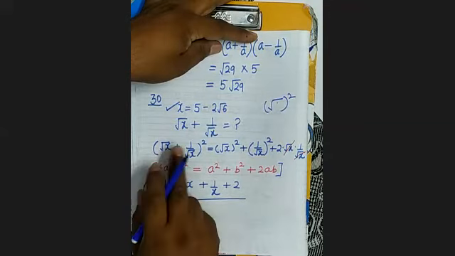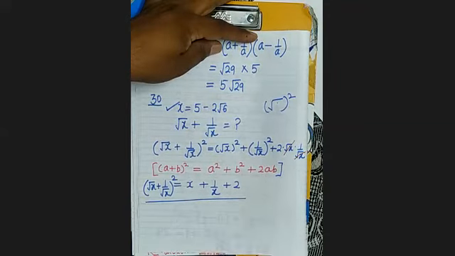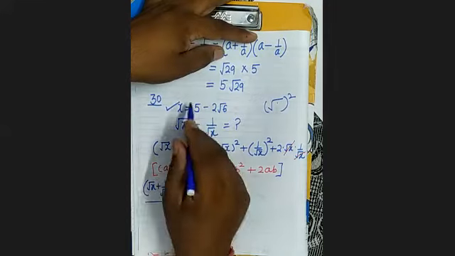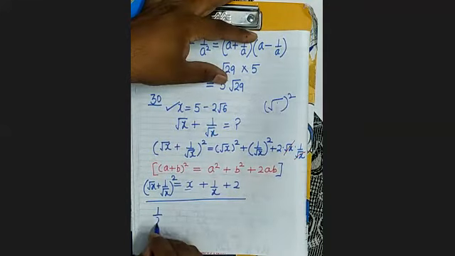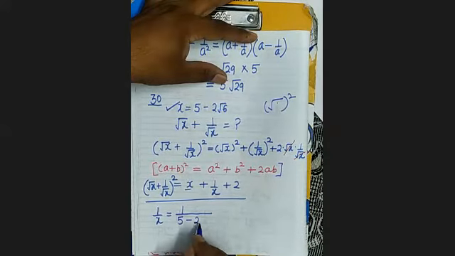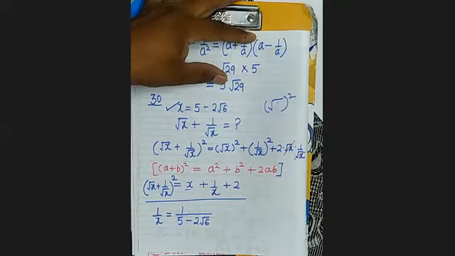(Root x plus 1 upon root x) whole square equals this. Now the value of x is known to you. You find out the value of 1 upon x. 1 upon x means 1 upon 5 minus 2 root 6. Now what will you do?